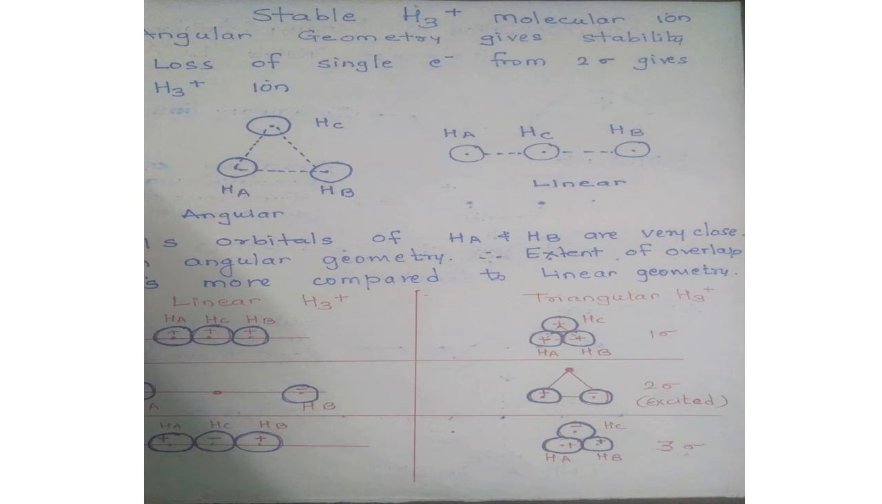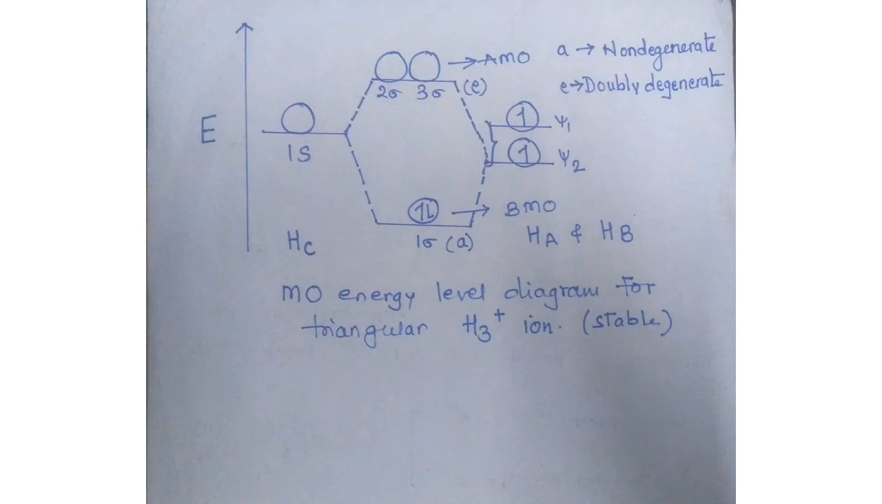If we consider these differences in triangular H3 geometry, then this is the molecular orbital diagram we obtained for molecular ion H3 plus. Here one electron is lost from 1s orbital of central atom. Two group orbitals are intact as it is. So total number of electrons are 2. They are occupied at lower energy level. 1 sigma remains as it is.